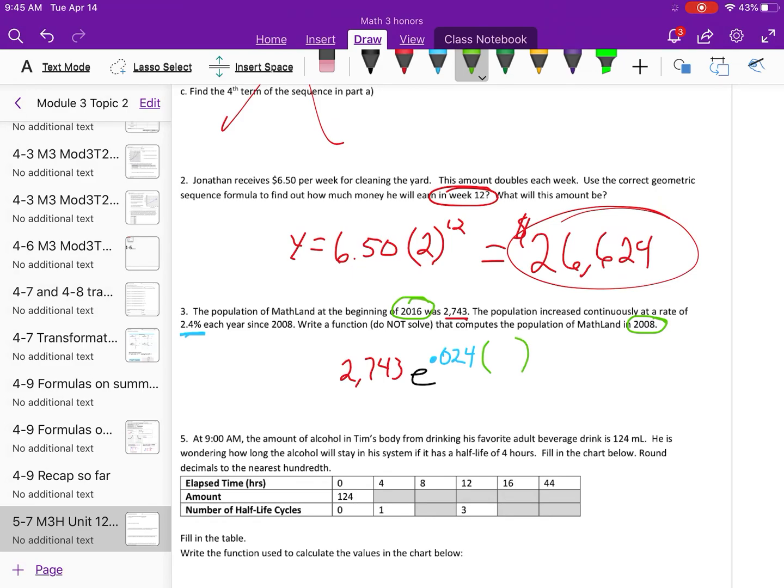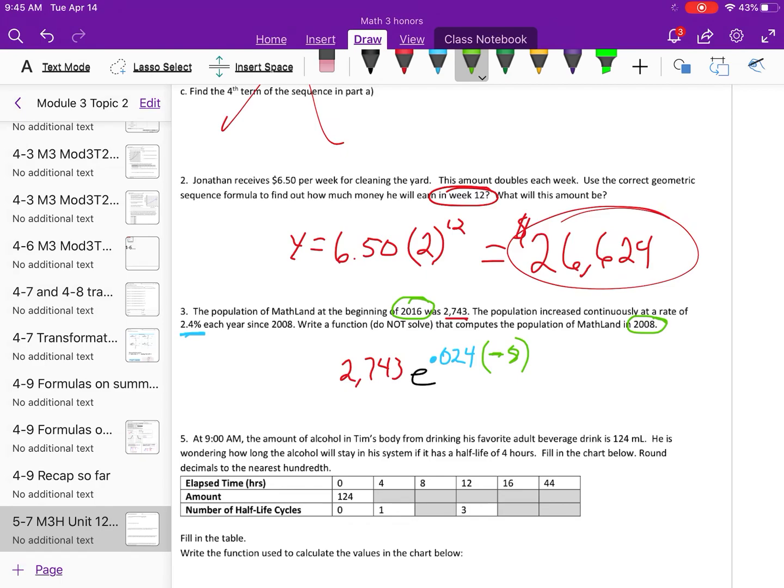I need to go ahead and multiply this by the number of years. Well, this is the issue. We're actually going back in time, so we have to actually go -8 years, right? So this is -8 years. Now, I know this is kind of weird, but you are going back, right? Because it talks about 2016, and then it says, hey, what would be the population for 2008? So you're going back 8 years.